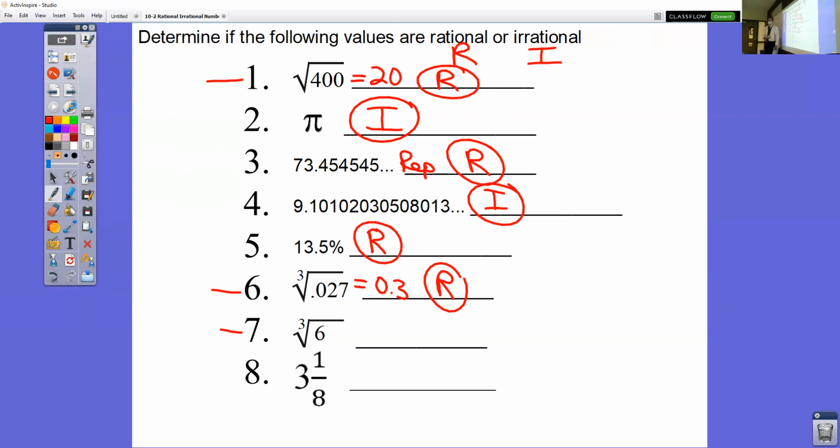The cube root of 6, 3, second button, caret button, 6, hit equals. You get a big, long, ugly decimal. 1.817120593, blah, blah, blah at the end. Keeps on going, fills up the whole screen on the calculator. I can't use a repeating sign anywhere here, so this is irrational. Any fraction, any mixed number, automatically rational. Questions on those?